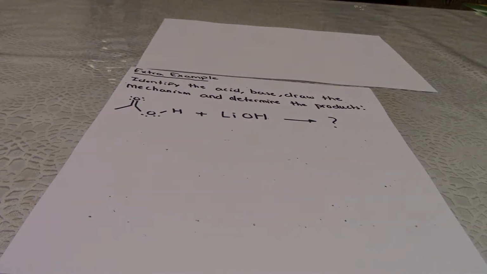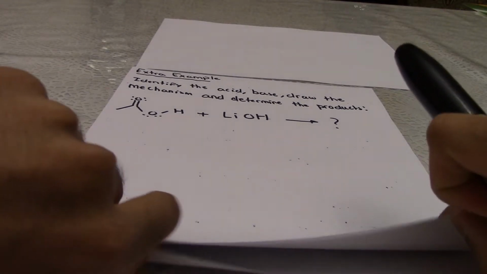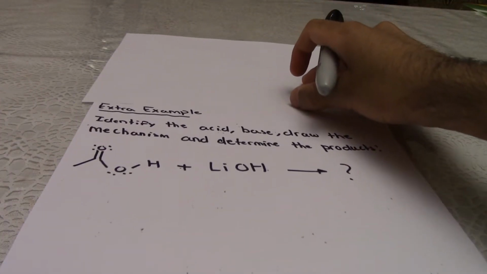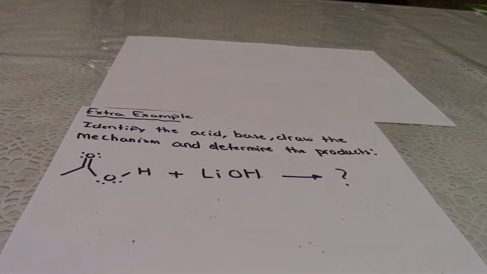And now I'd like to do one last extra example, and this example is kind of a little different. So let's see what this example says. Identify the acid, the base, and draw the mechanism and determine the products. So this example is kind of different in the sense that we don't have the products. So we're asked to identify the acid and base and then draw the mechanism and determine the products.